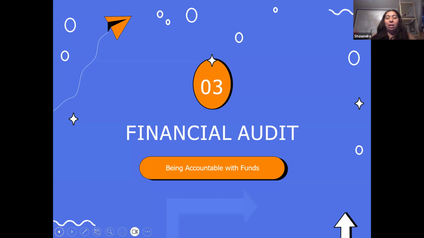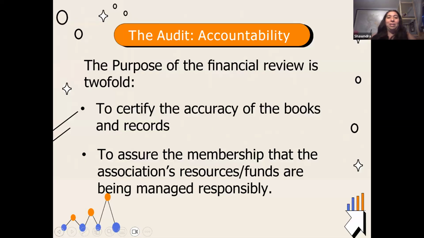All right, financial audit. Again, this is going to be done at the end of your fiscal year, but this is some good information for us to go over because you don't want to wait till the last minute to compile everything for the financial audit. It will just make your life not so fun in the summer. Again, we're wanting to be accountable with those funds.